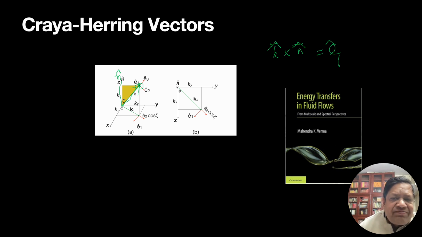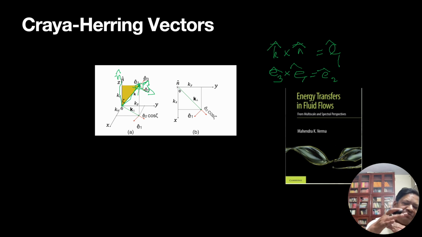Then e2 is e3 cross e1. So what is e3? E3 is along k hat. So we can do e3 cross e1 to get e2. It is in that direction, e2. So we have three basis vectors, e1, e2, e3. E3 is along k, and e1 and e2 are perpendicular to k.